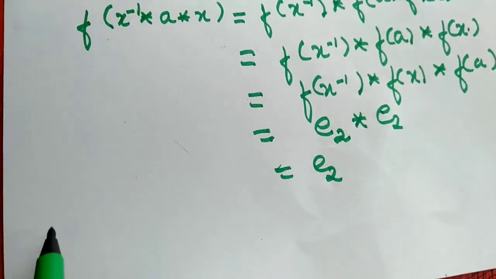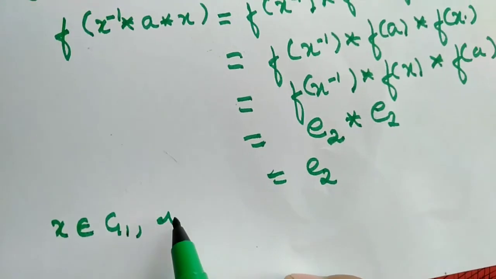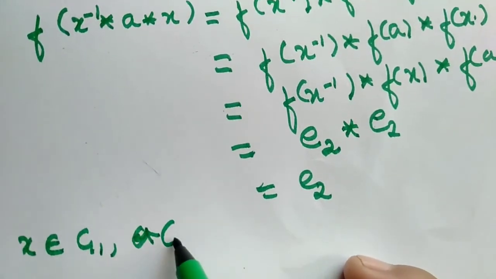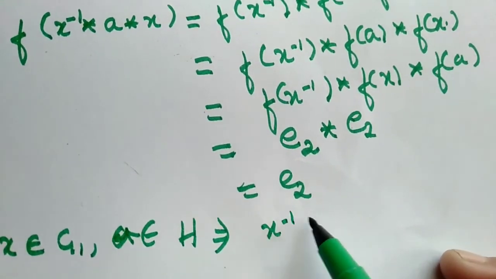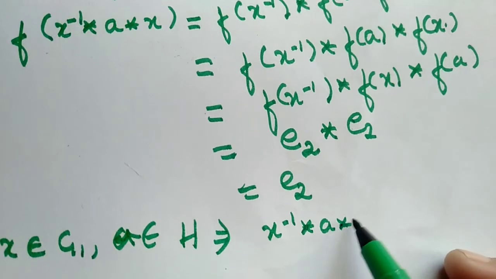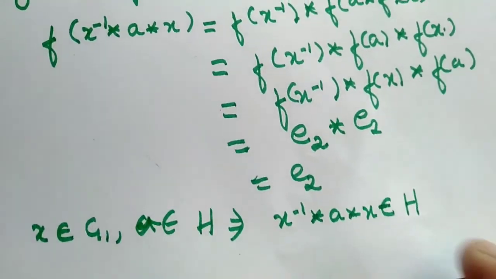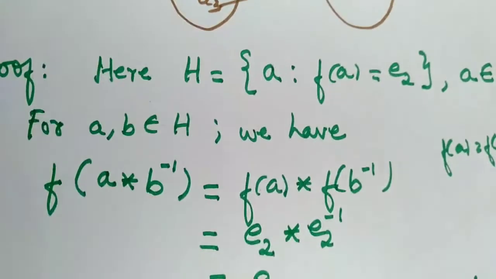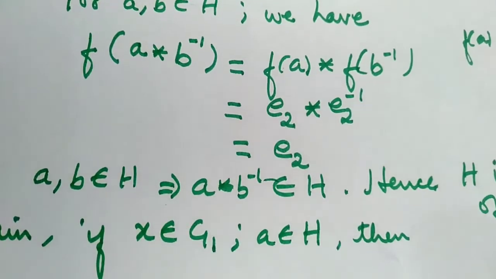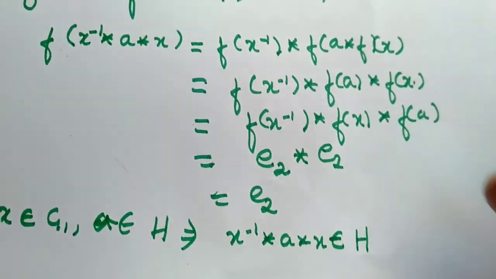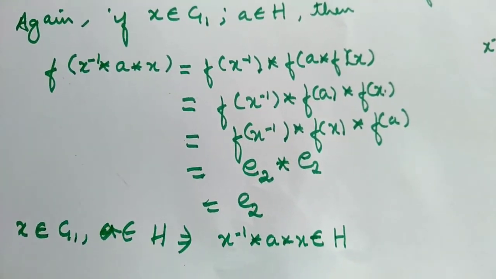It implies that for X belonging to G1 and A belonging to H, X inverse star A star X belongs to H. Hence we say that this set H is a normal subgroup of G1. I hope it is clear how to prove this theorem. Thank you for watching.